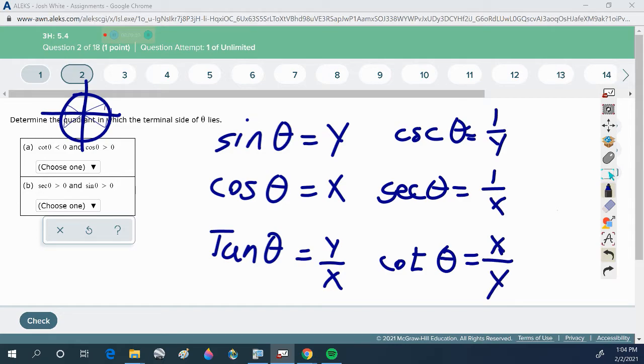So, in which quadrants would sine be positive? Where is the y-axis positive? 1 and 2. Where is the x-axis positive? 1 and 4. Where would the tangent be positive?